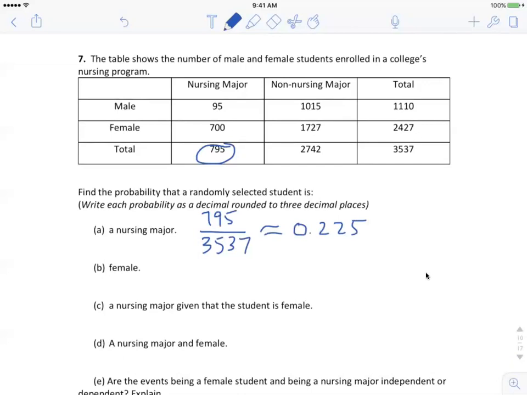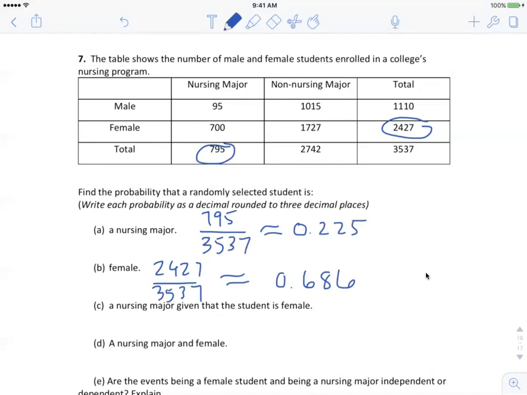What's the probability that the student is female? So we're still going with that same total, 3537. Just need the female total, 2427. Round to 3 decimals. I'm getting a 0.686. We're all warmed up. Okay, we got those. As long as I didn't make any typos, I should be good.